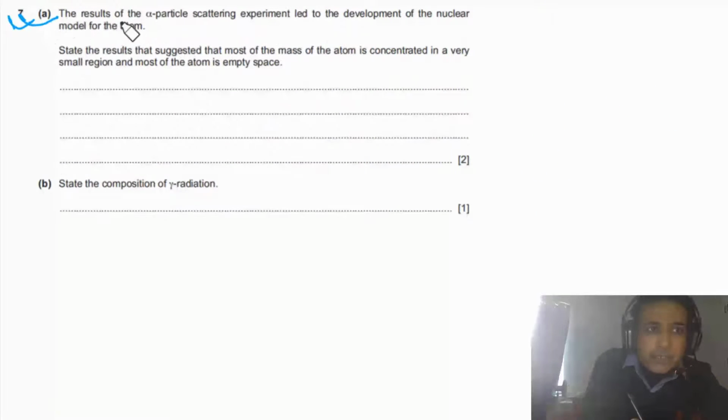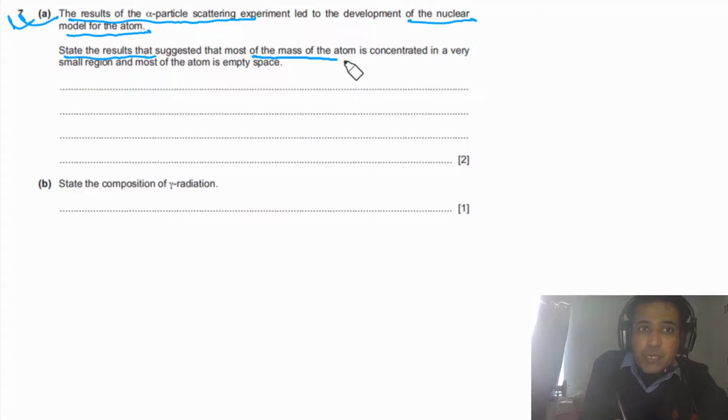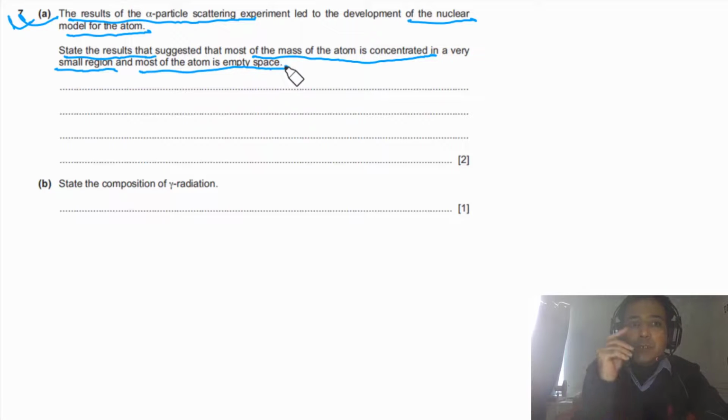Question 7 part A says the results of the alpha particle scattering experiment led to the development of the nuclear model for the atom. State the results that suggested that most of the mass of the atom is concentrated in a very small region and most of the atom is empty space. So these are the conclusions. So we need to write down the observations.